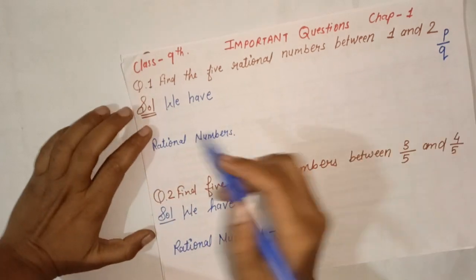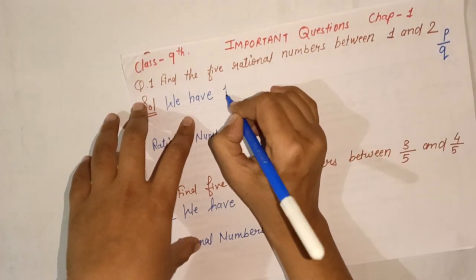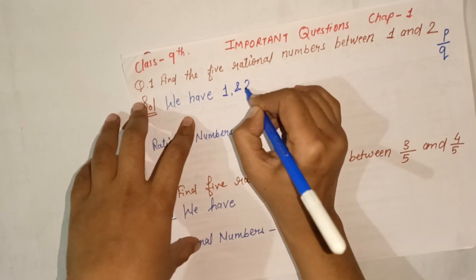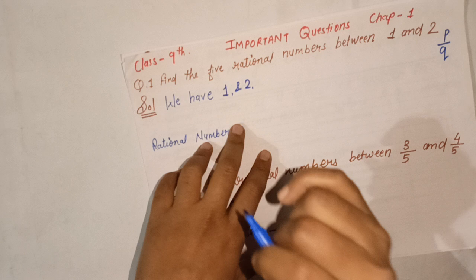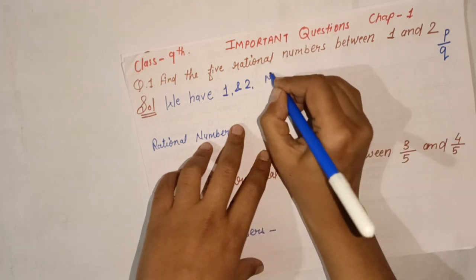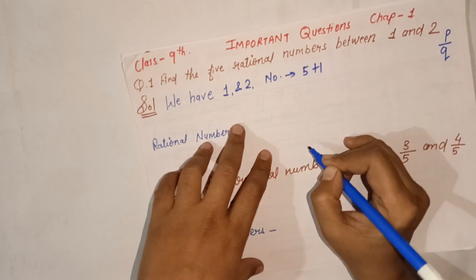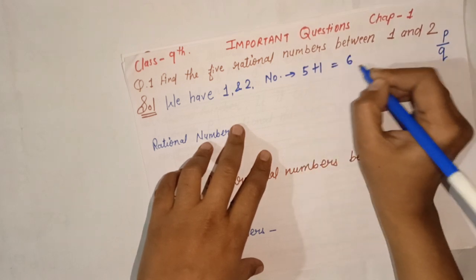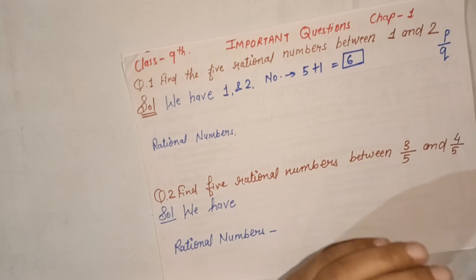So for that we have 1 and 2. We have the numbers 1 and 2. And they are asking about 5 rational numbers. So the number they require is 5. We simply add 1 to it and we get 6. So our required denominator should be 6.